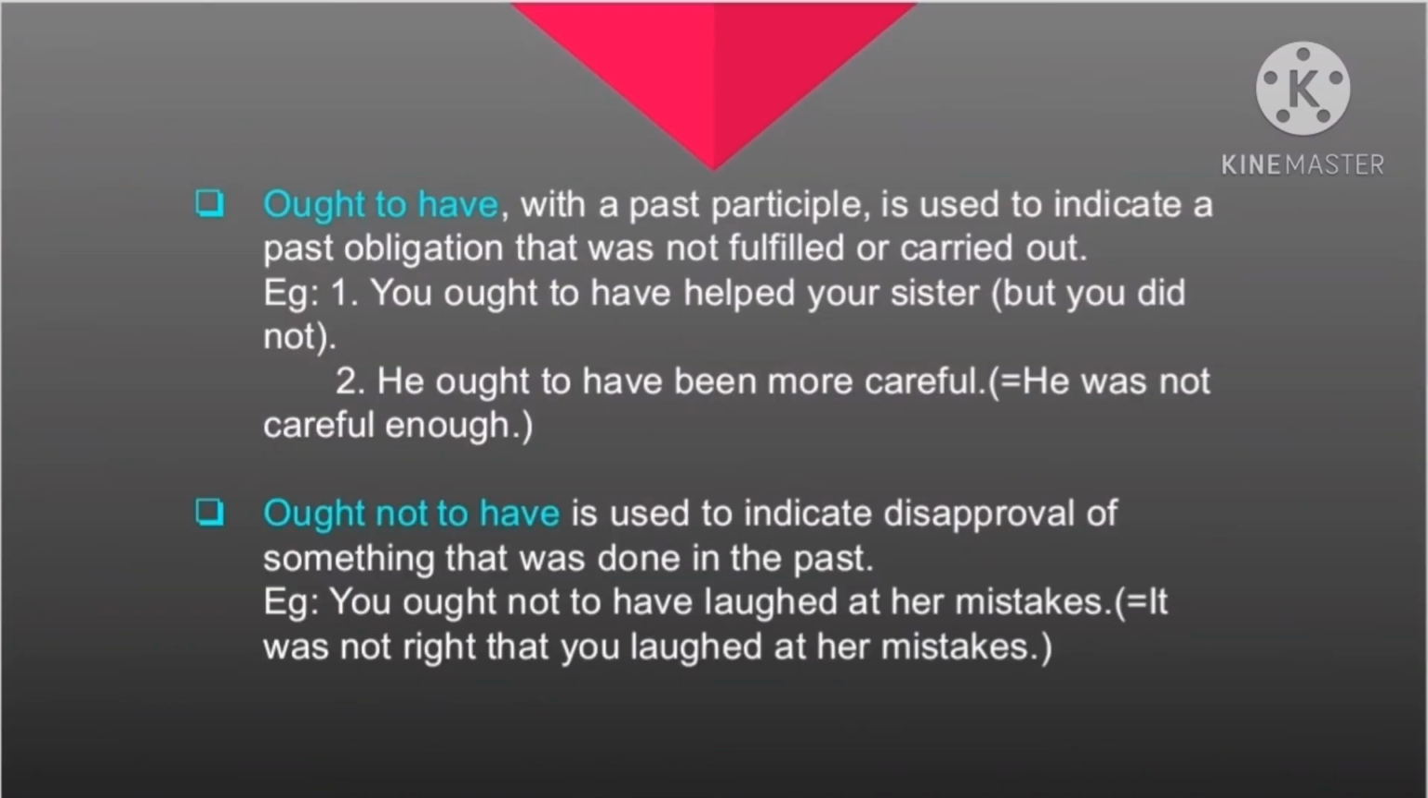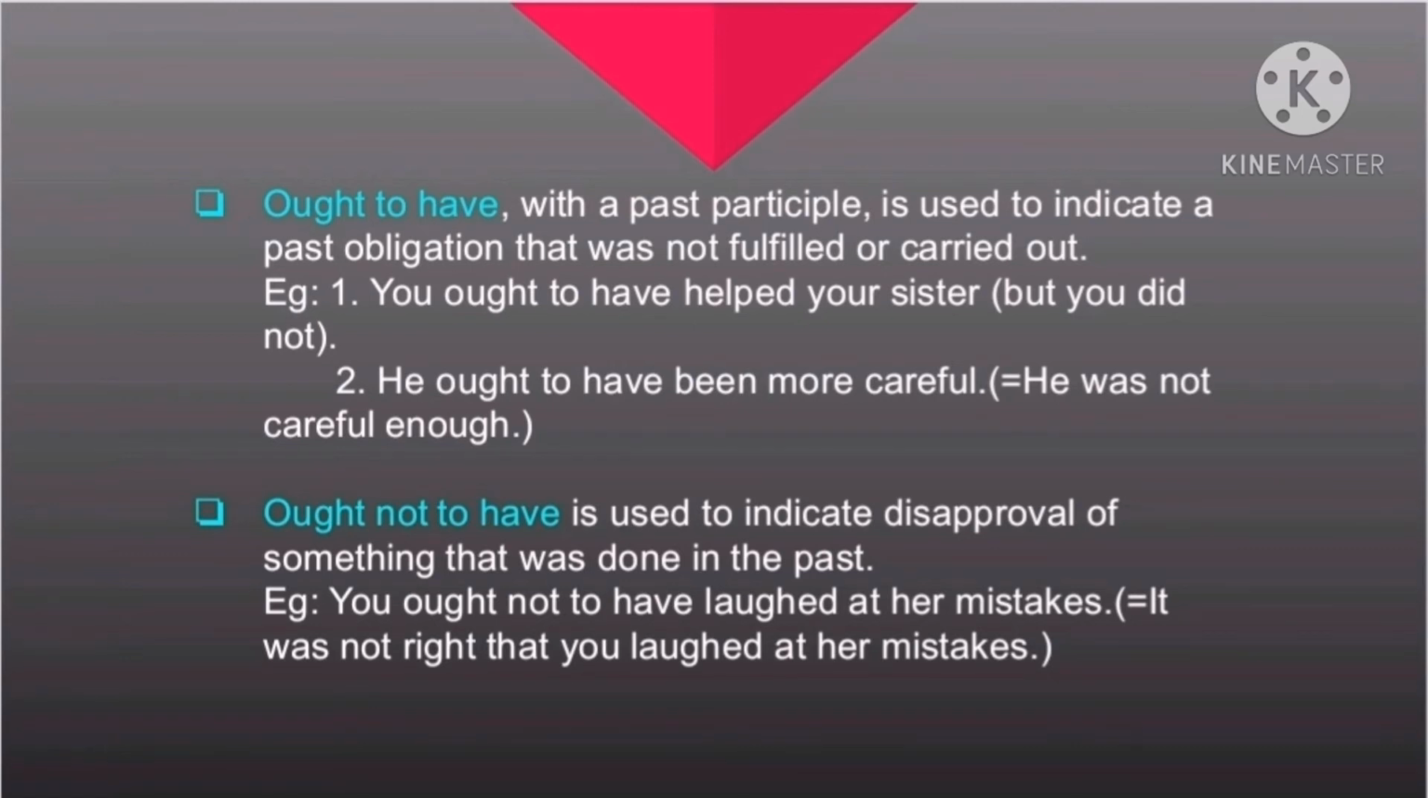Coming to modal auxiliary, ought to have. Ought to have is used with the past participle to indicate a past obligation that was not fulfilled or carried out. For example, look into the first one. You ought to have helped your sister, but you did not, which means it was your responsibility to help your sister out, but you did not. Now look into the second example. He ought to have been more careful, which means he was not careful enough.